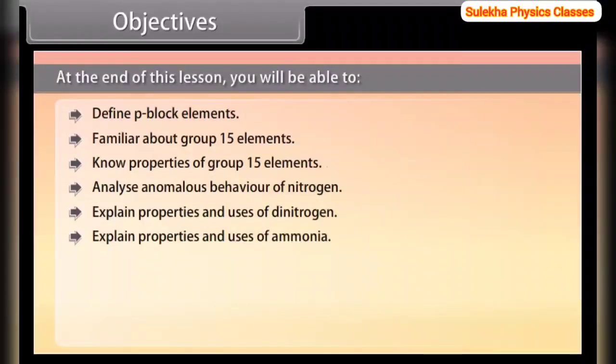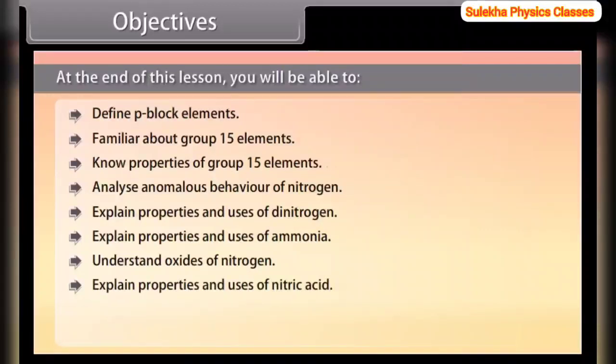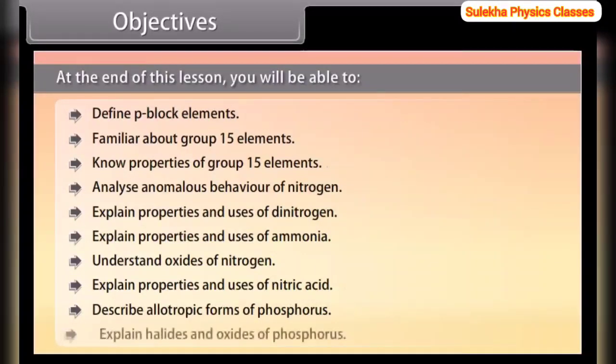explain properties and uses of ammonia, understand oxides of nitrogen, explain properties and uses of nitric acid, describe allotropic forms of phosphorus, explain halides and oxides of phosphorus.